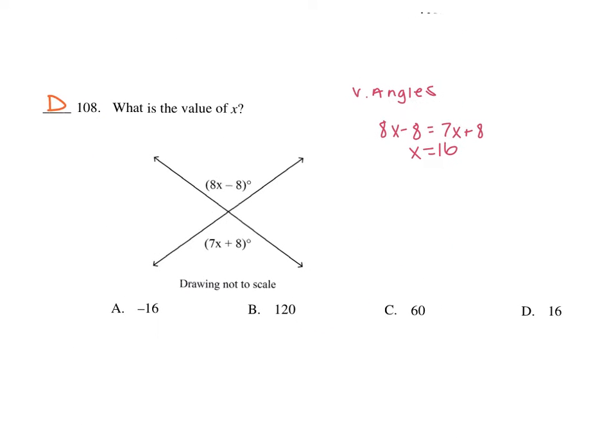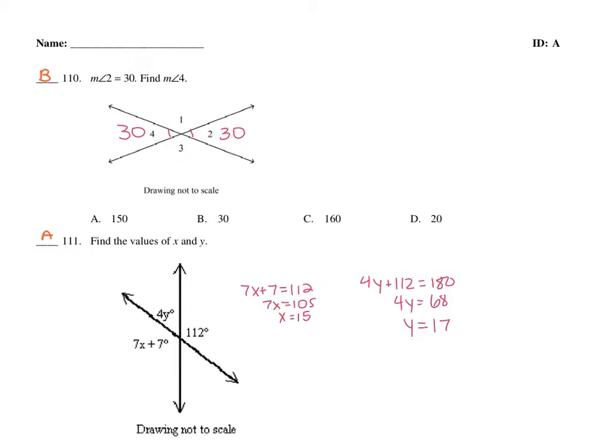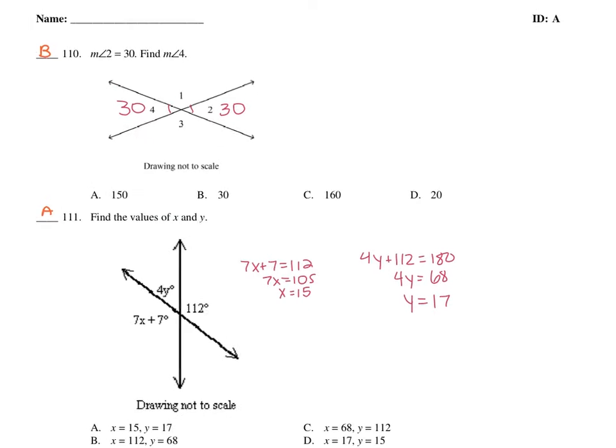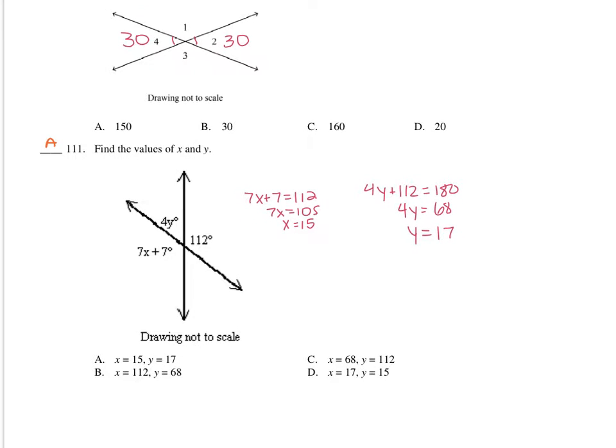108 was vertical angles. 8x minus 8 equals 7x plus 8. Set them equal to each other. Solve for x, which is 16. 110, if angle 2 is 30, then angle 4 is 30 because those are vertical angles. 111, you had to set 7x plus 7 equal to 112. Solve for x, which is 15.